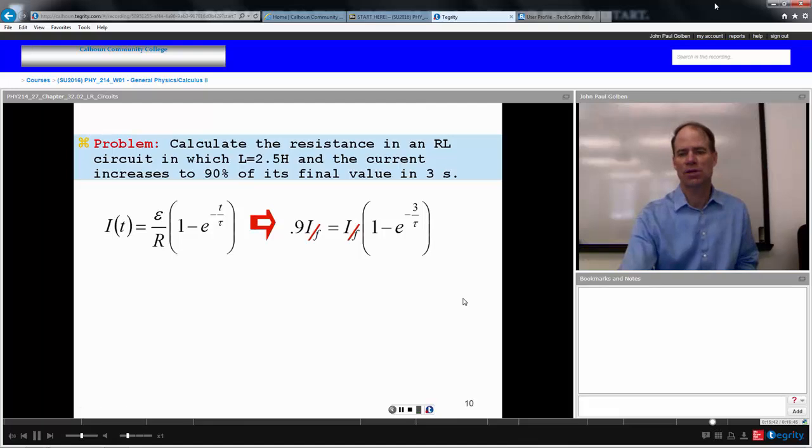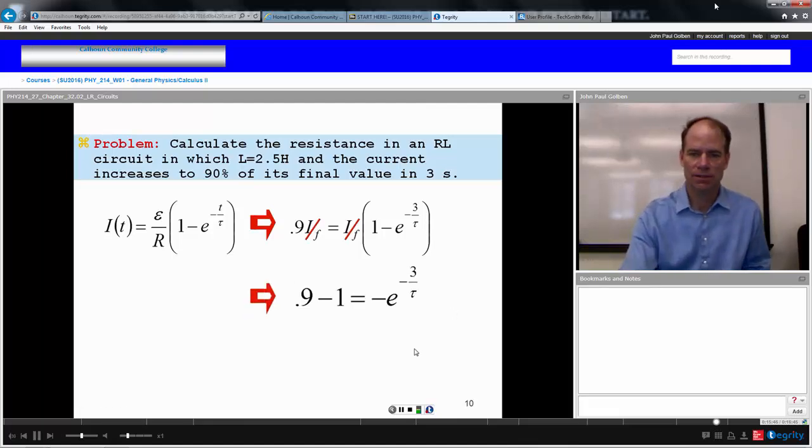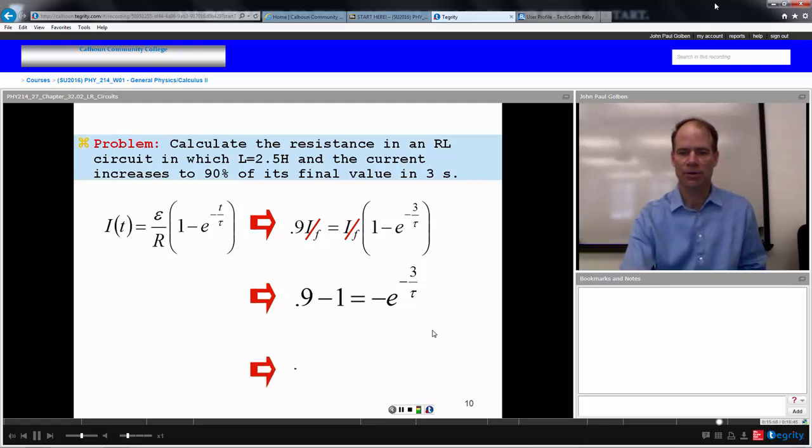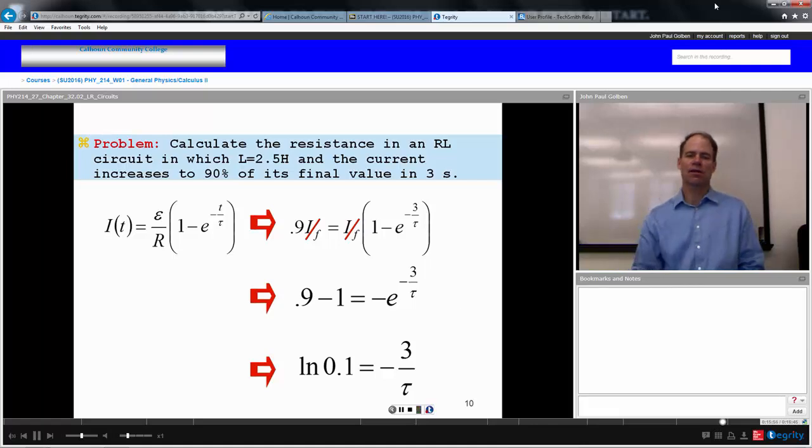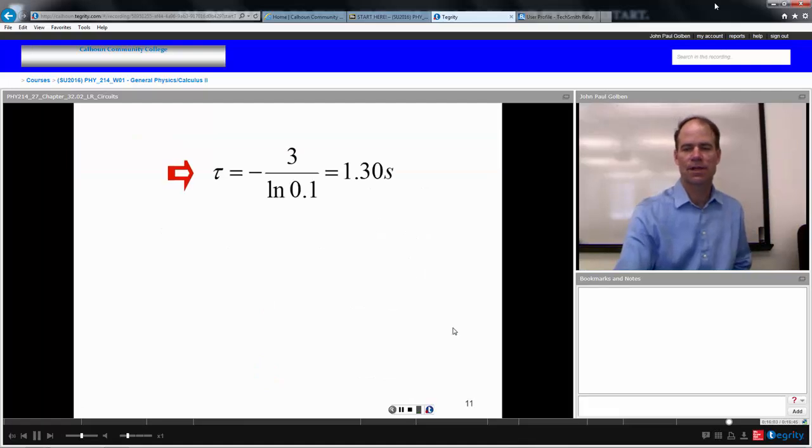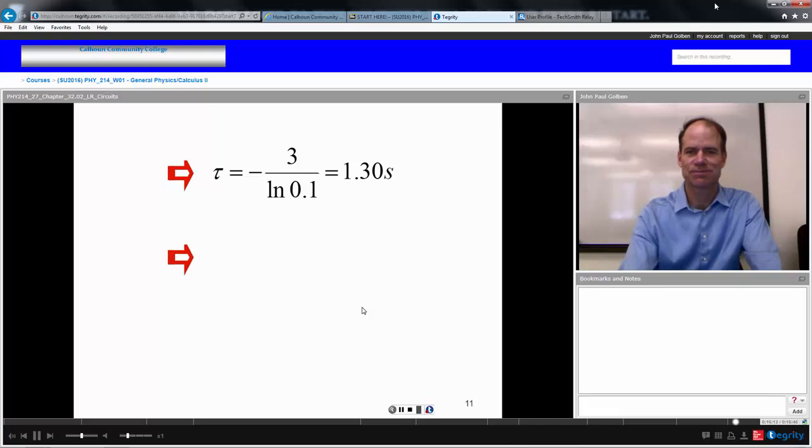So our maximum current cancels out, and we have, rearranging this, 0.1 minus 1 is equal to negative e to the negative 3 over tau, or the natural log of 0.1 is going to equal the natural log of e to the negative 3 over tau, which is negative 3 over tau. So tau is going to equal negative 3 over the natural log of 0.1. That gives us 1.3 seconds.